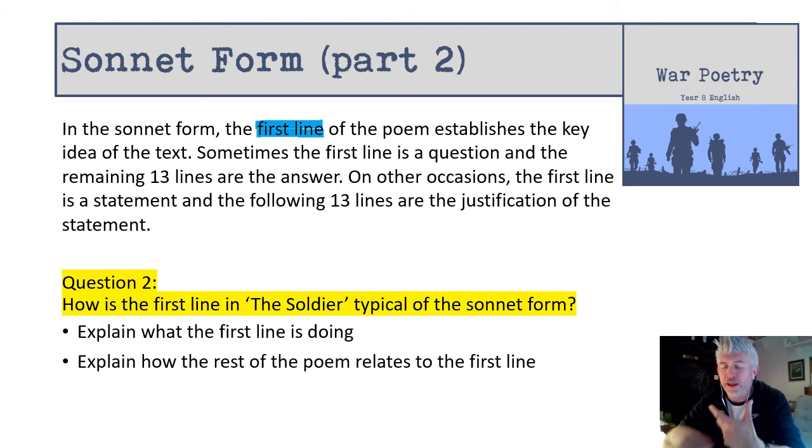So what is the relationship between what the first line says, what the first line is doing, and then the remaining 13 lines and what those lines are doing. Now, you don't have to go line by line, just a summary of what the first line does and then what the rest of the poem does. And that'll be enough in your answer for question 2. But make sure you write about both parts, the first line and the rest of the poem. Again, pause the video here to give you time to get your answer done for question 2. And when you're ready, press play and move on.